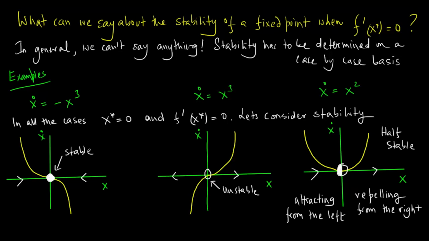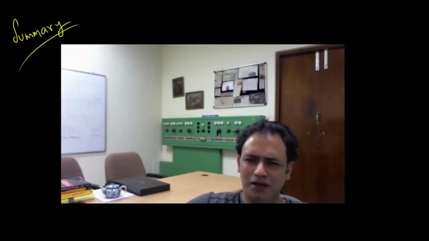So such a situation is referred to as a half stable fixed point, attracting from one end and repelling from the other. Okay, so let's do a quick recap of this lecture. This lecture was essentially about linear stability analysis. We are still dealing with equations of the form x dot is equal to f of x, and essentially the idea was that you identify the equilibrium point, you take a Taylor series expansion of the original nonlinear system around the equilibrium point, you retain the linear terms, and all higher order terms are actually thrown out.